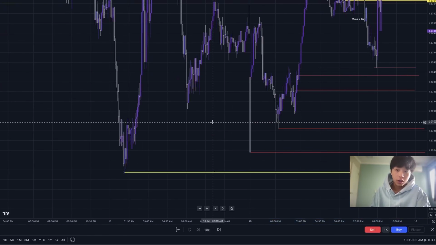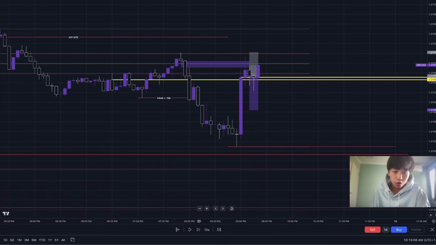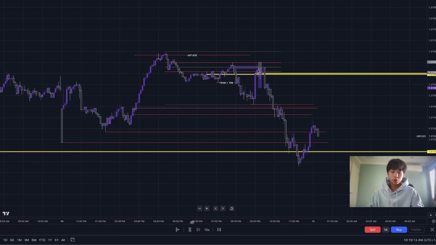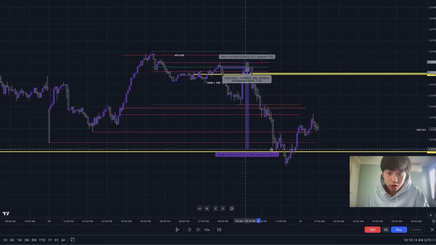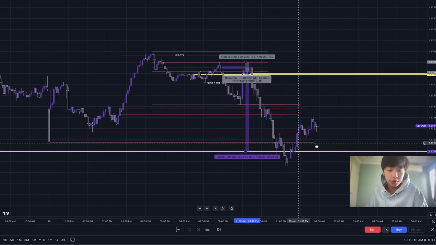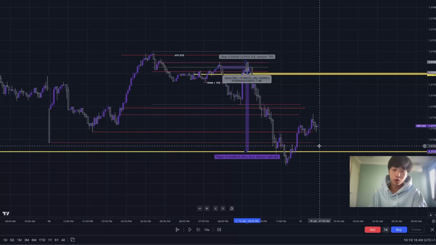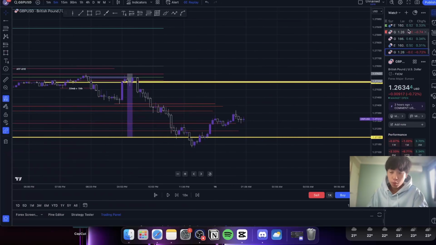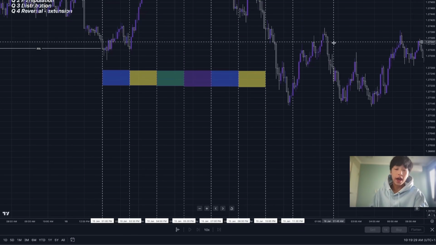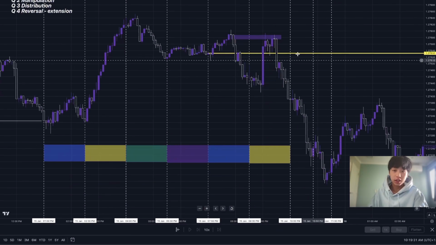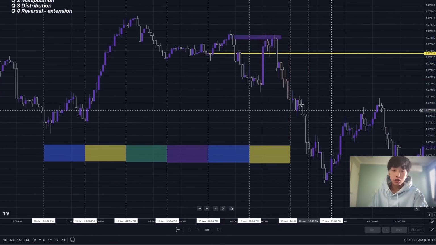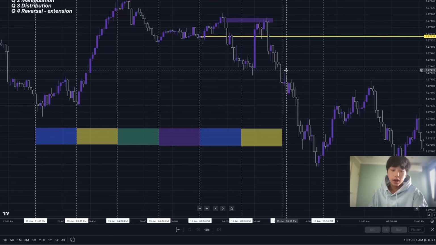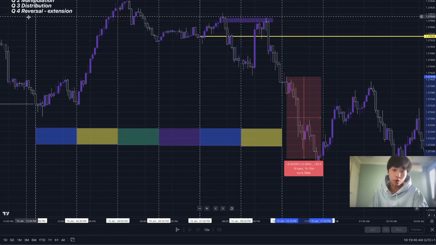So let's just say you shorted there, press short, and then it absolutely smokes all of your take profits, giving you a nice 7.5 risk to reward, hitting all your take profits, not going anywhere near your break even. And then if we go back on GU and look at this, we can clearly see it distributes to the downside, stops around here, and then it continues distributing instead of reversing. It's a nice extension in this phase for quarter 4.